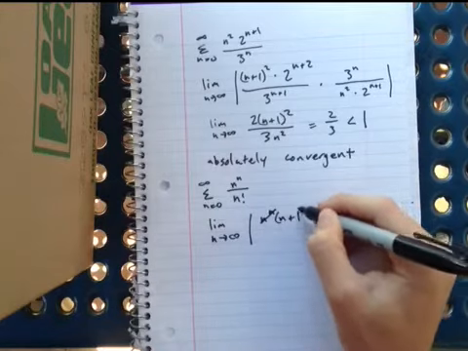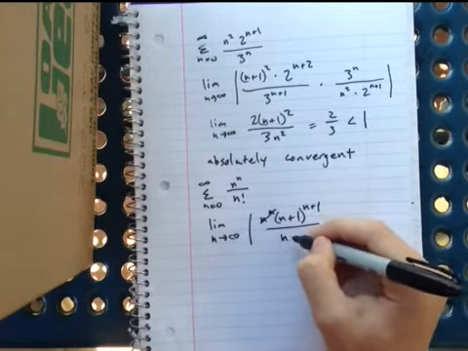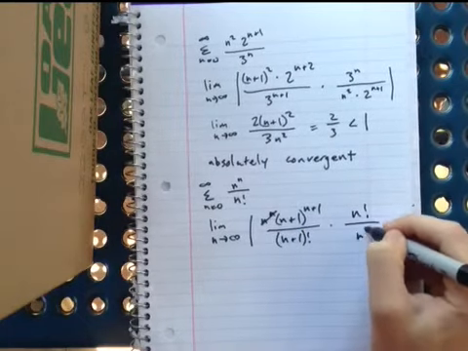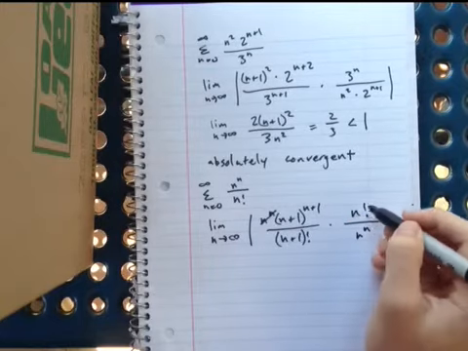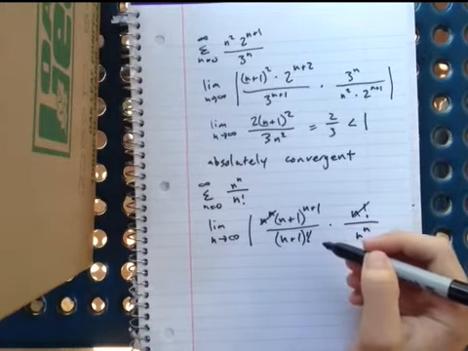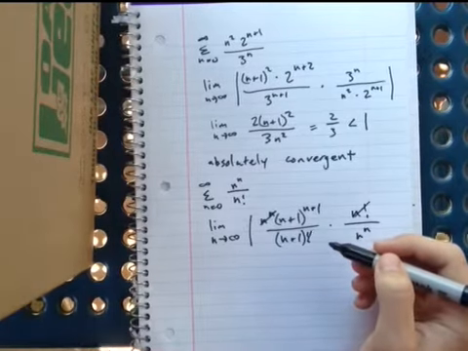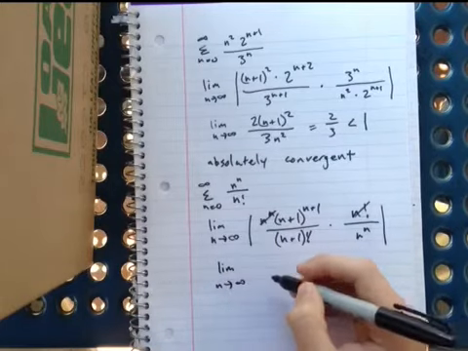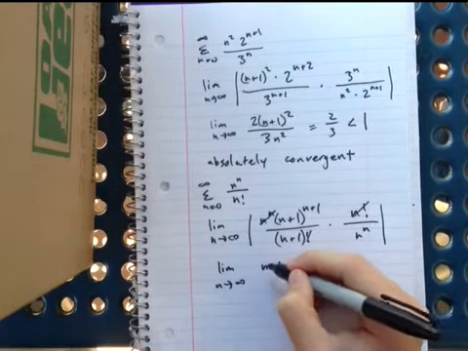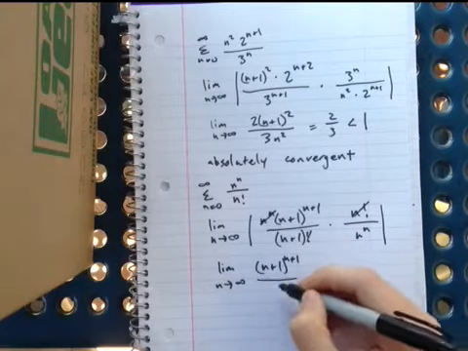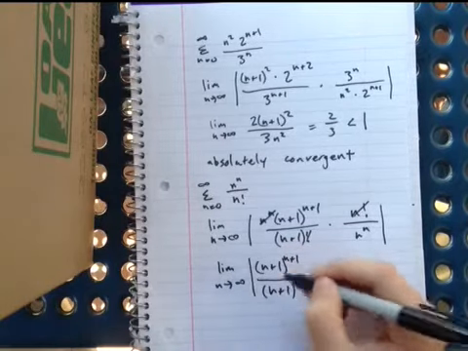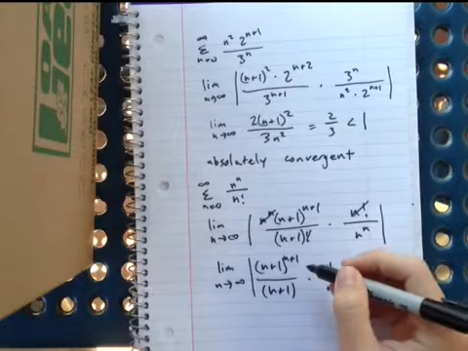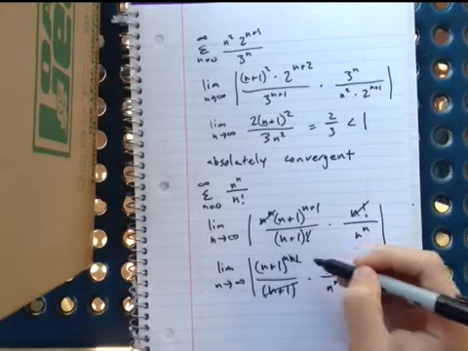n plus 1 to the n plus 1 over n plus 1 factorial times n factorial over n to the n. Now this will clearly cancel that, but after that it gets a little more complicated. Now you have the limit as n goes to infinity of n plus 1 to the n plus 1 over n plus 1 times 1 over n to the n. Now you can take this, and it will cancel with one of these.